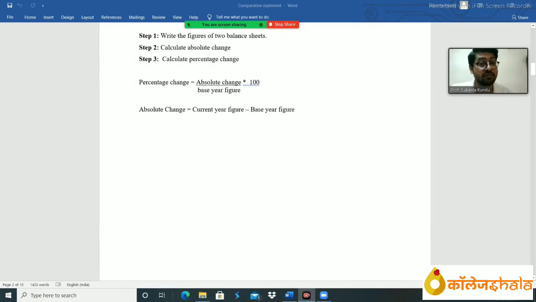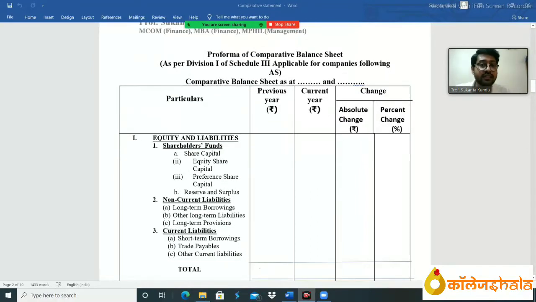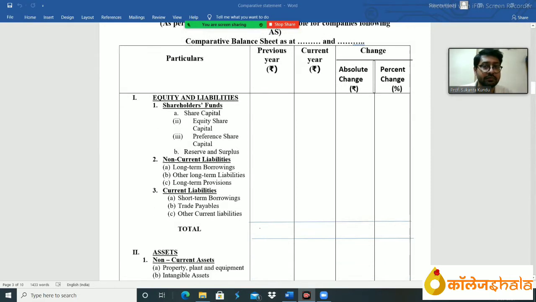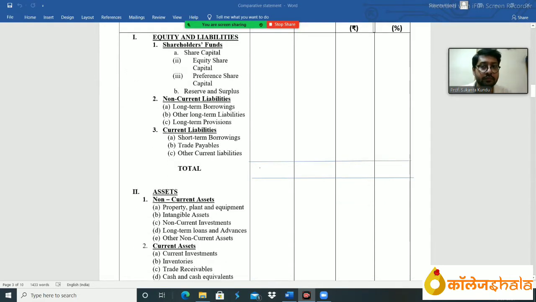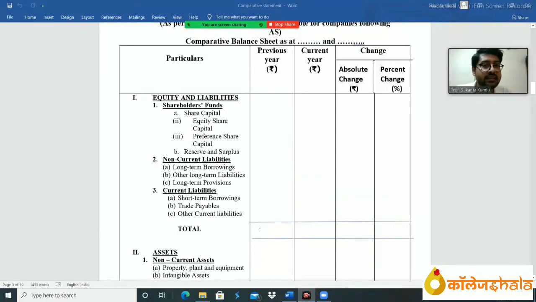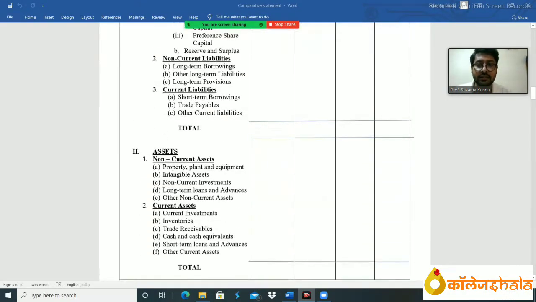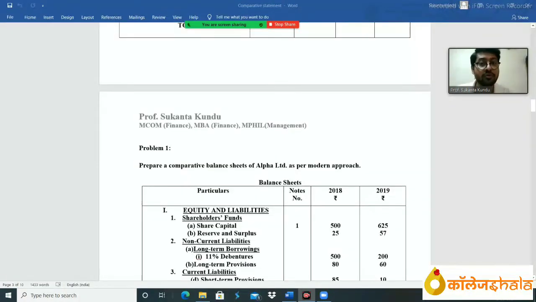Let me show you the problem first of all. This is the pro forma. You can see previous year, current year, and absolute change, percent change. This pro forma is given as per Schedule 3 of the Companies Act 2013. Now coming to the problem.